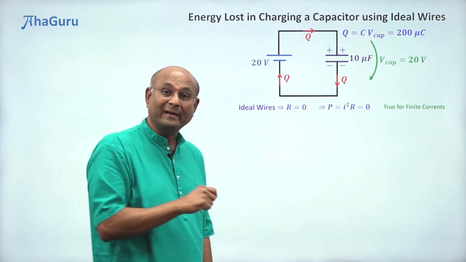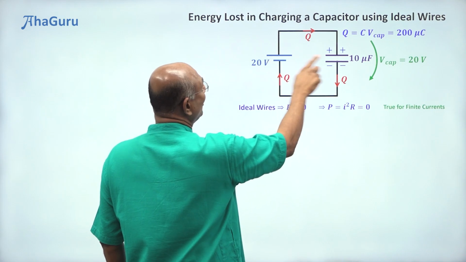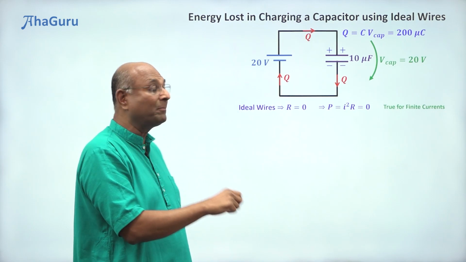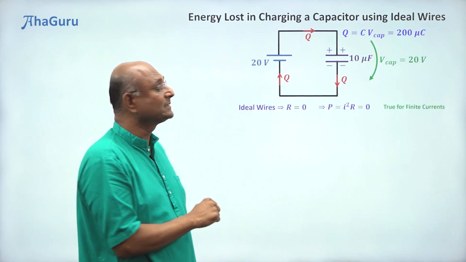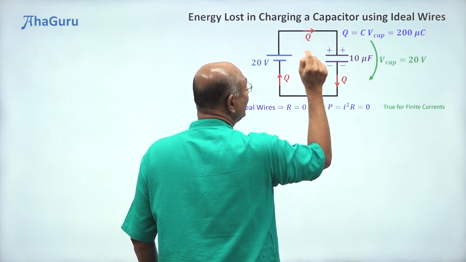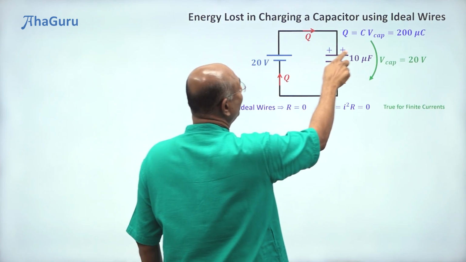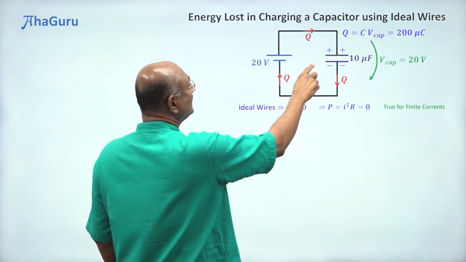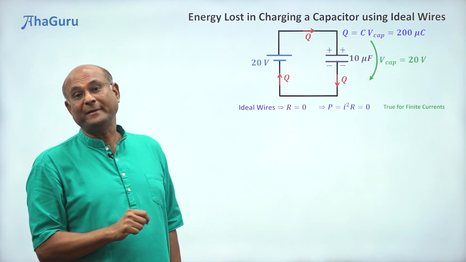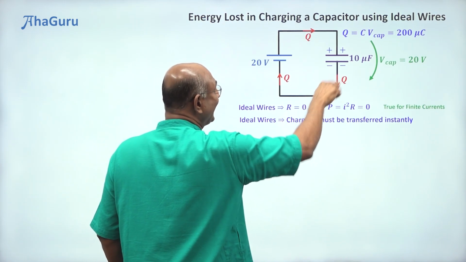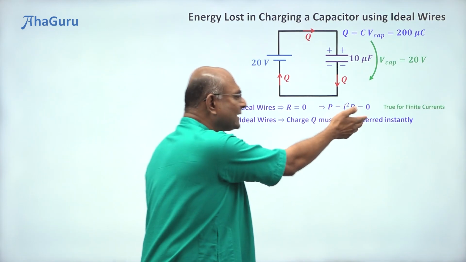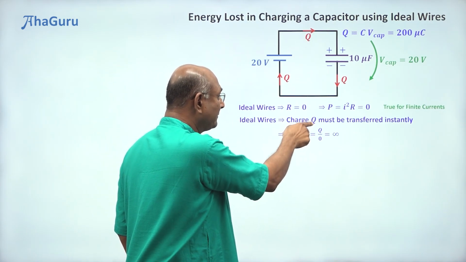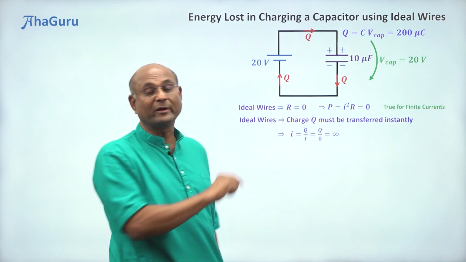Is the current finite here? Think about it. This is a 20 volt potential drop instantly because these are ideal wires. And if this is 20 volts, this must immediately have this charge 200 microcoulomb, right? Q there and minus Q there must happen instantly, which means the moment you connect, there must be charge flow. The charge Q must be transferred instantly. How much is that time? Instant means 0 time. So how much is the current? Current is charge by time, Q by 0, because it's instant. Q by 0 is going to be infinite.